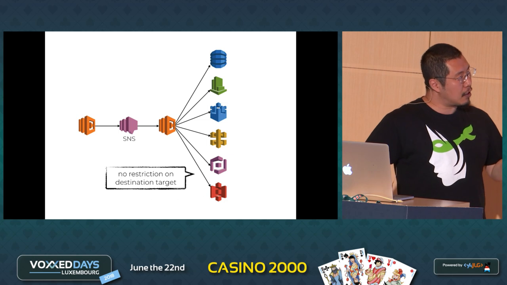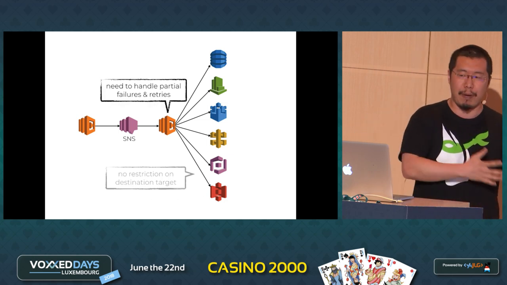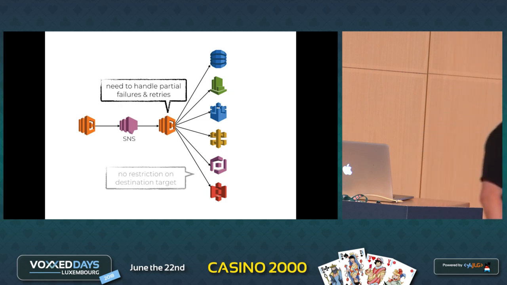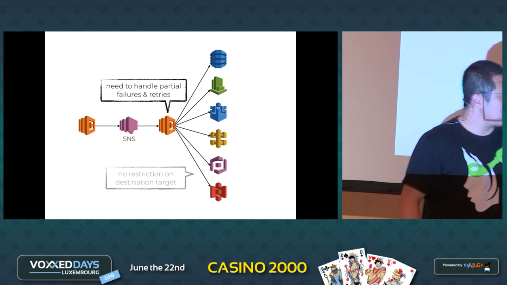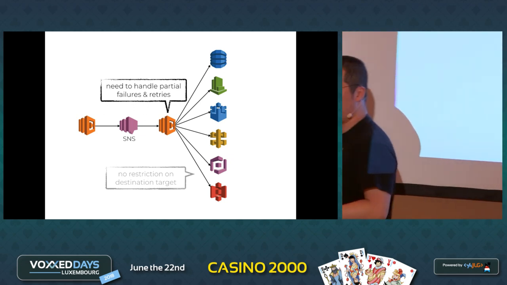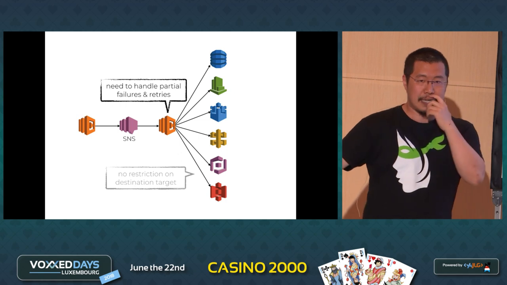But when you do that, do keep in mind that now it's your responsibility to deal with retries and deal with partial failures. So if your function is publishing messages to all those other things, imagine if one of them fails, what do you do at that point? Do you retry the whole lot? Do you find some way to only retry that particular destination?